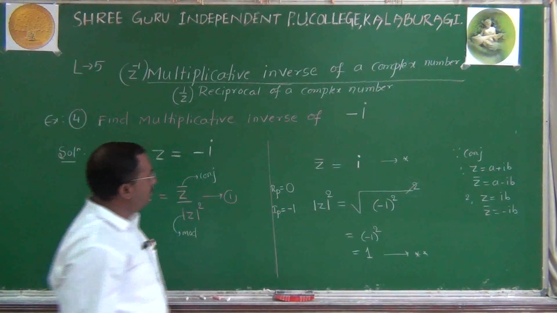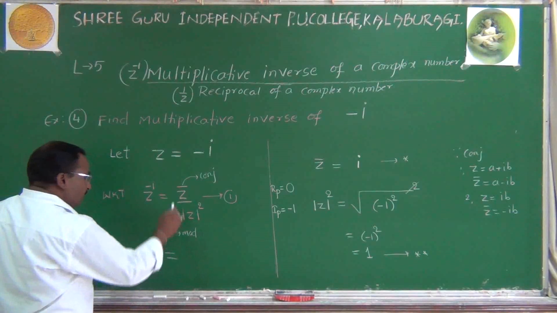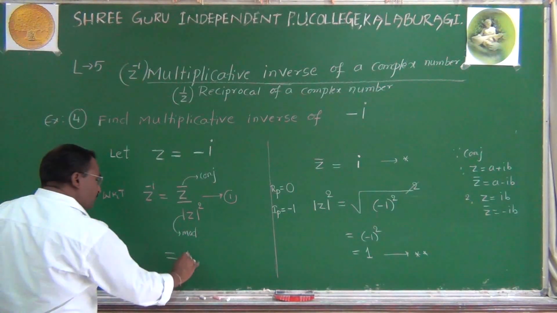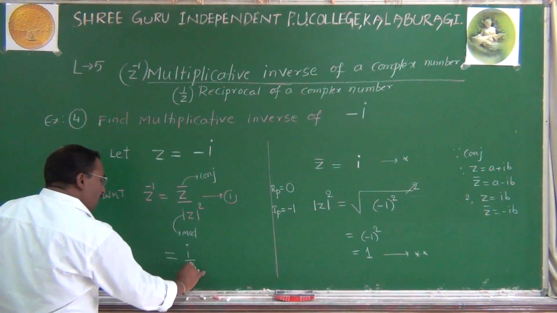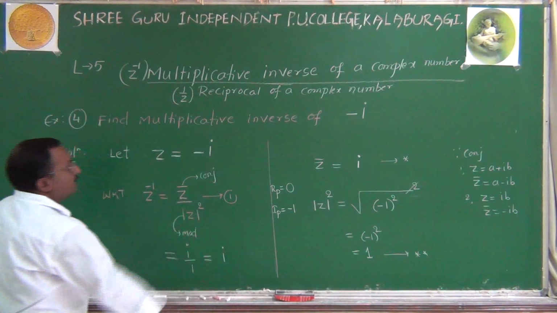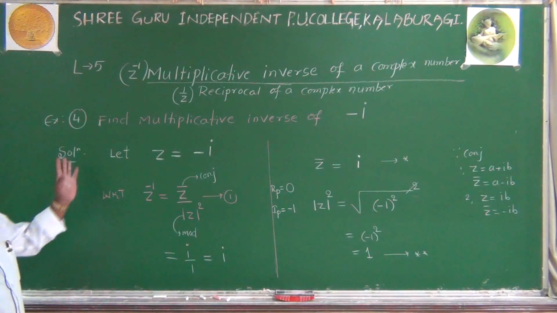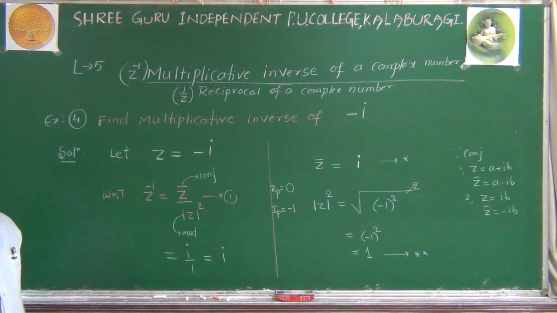Substitute these two in equation number 1. That is z bar, which is plus i, divided by 1, is equal to what? i. This is the value. Keep this in your mind when finding the multiplicative inverse of minus i.